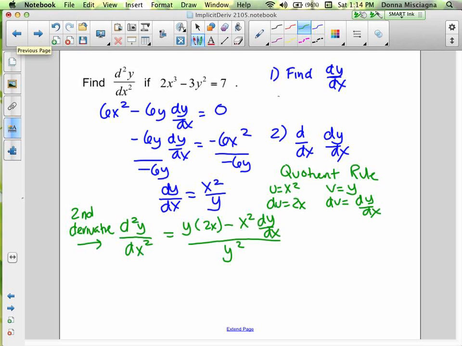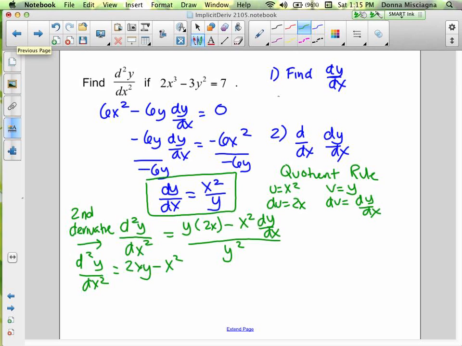So we have d2y dx2 equals 2xy minus x squared. What do we do with the dy dx? We've already got it solved. We can't leave a dy dx in there. Absolutely not can we leave a dy dx in there. But we know what dy dx is because we found it.